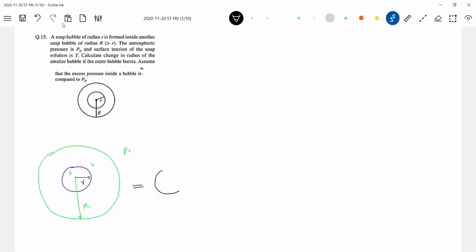So the new bubble, let its radius become X, and the pressure inside, let it be P. The number of moles of air in the smaller bubble should not change. Now let's write all things. P2 is equal to P naught plus 4T by R. P1 is equal to P2 plus the surface tension term for the smaller bubble, so P1 is equal to P naught plus 4T by capital R plus 4T by small r.